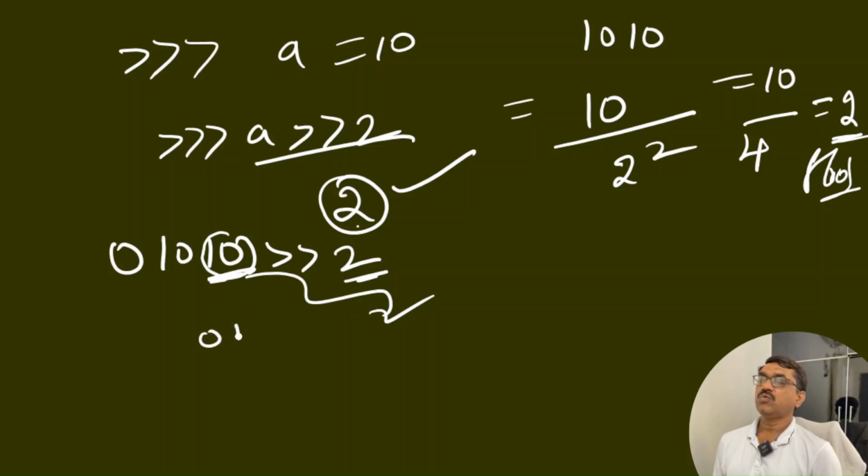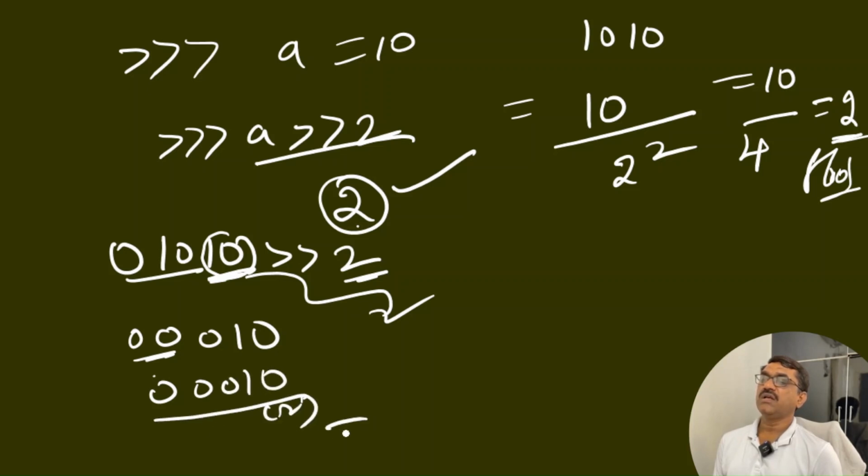Now we get 0, 1, 0, the remaining bits. The left side 2 bit positions are filled with 2 zeros. So 0, 0, 0, 1, 0 is the answer. The decimal equivalent of this binary is 2. That's why we are getting the answer 2. This is the way of performing the right shift operation. This is very, very important.